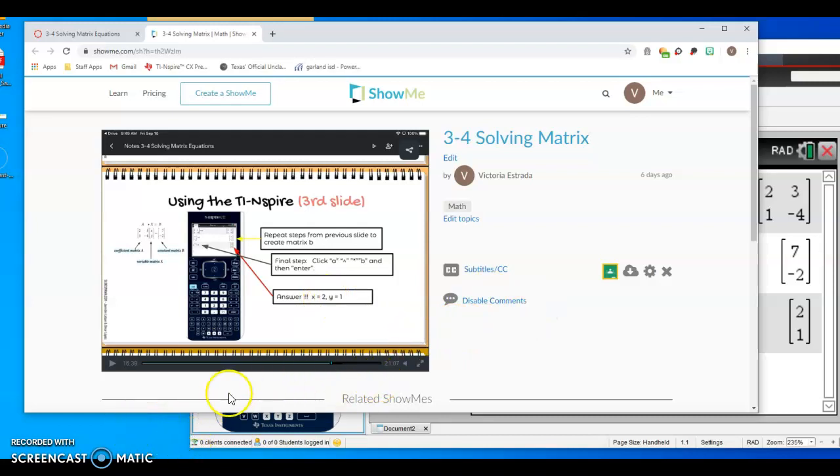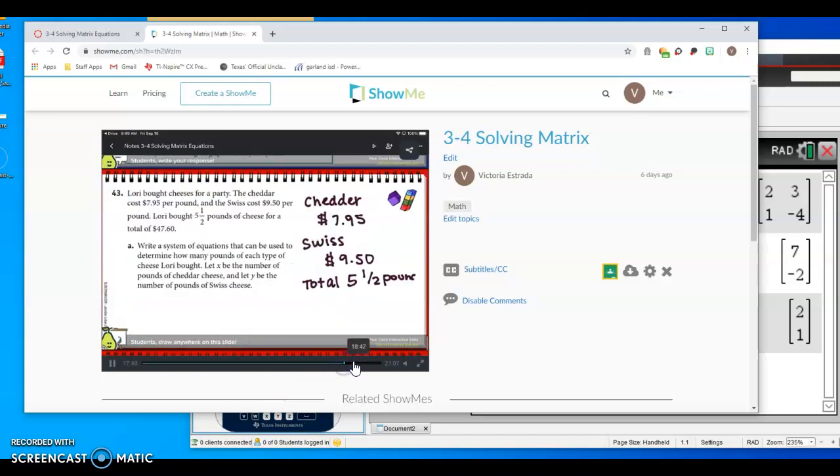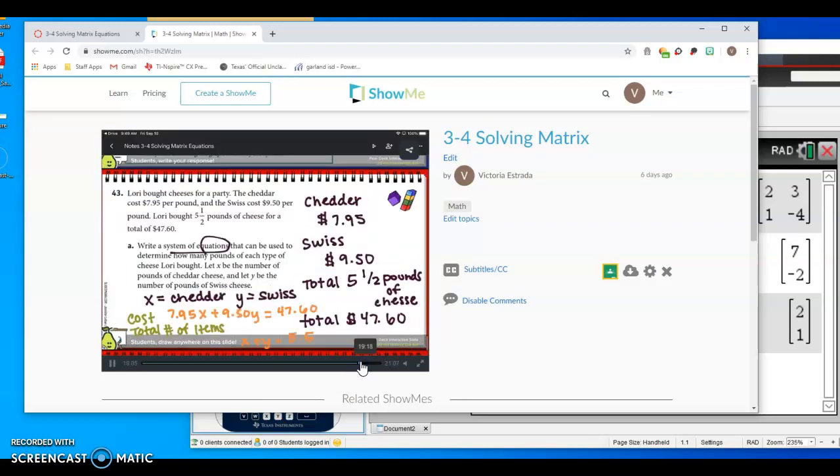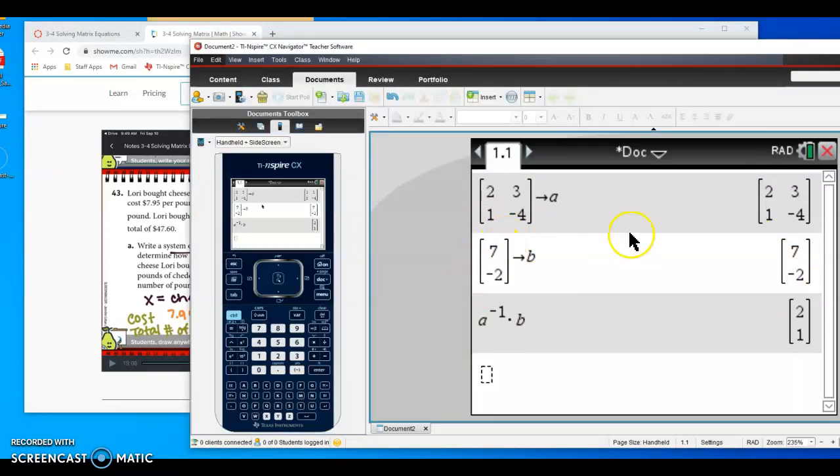Okay? If you have any other questions, for example, if we go on and look at this, we're going to have a 3 by 3. So you would have a matrix 3 by 3, and then your B would change to a 3 by 1. So if you have any questions on the calculator, just let me know. Have a great day.